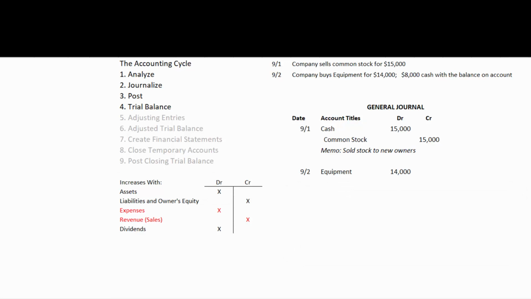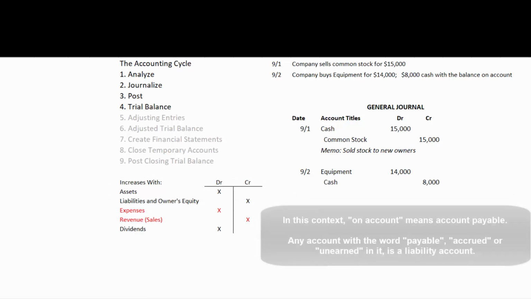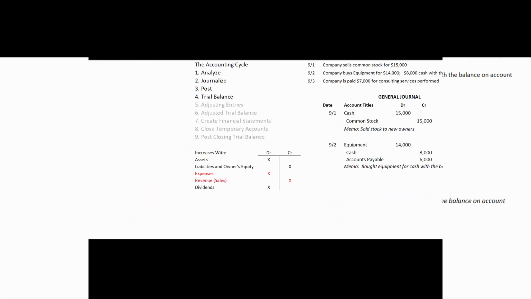What's happening to cash? Cash is going down. If assets increase with debits, they must decrease with credits. Every journal entry has to balance, so that means we need a $6,000 credit. Any account that has the word payable, accrued, or unearned in it is a liability account, like accounts payable. Liability accounts increase with credits, so we credit accounts payable for $6,000.